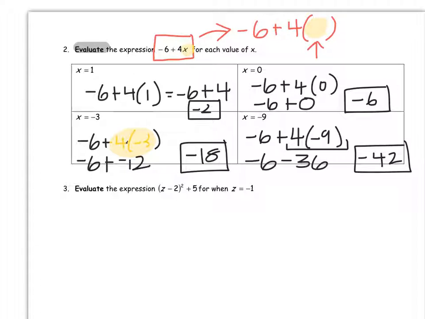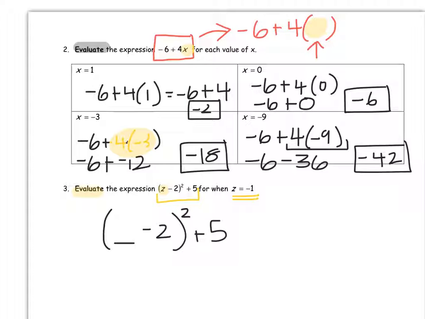All right, we have one more here to evaluate. Again, here's that key word, evaluate just means plug in. So this means evaluate this expression when z is negative 1. So the only thing that I'm going to replace here is that z. So I'm going to actually rewrite this. I'm going to write the exact same thing, except for I'm going to leave a little blank space right there for the z. And then I'm going to write minus 2 squared plus 5.